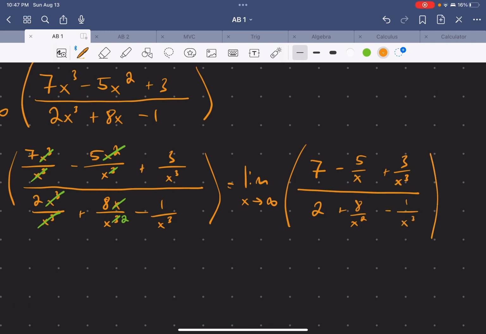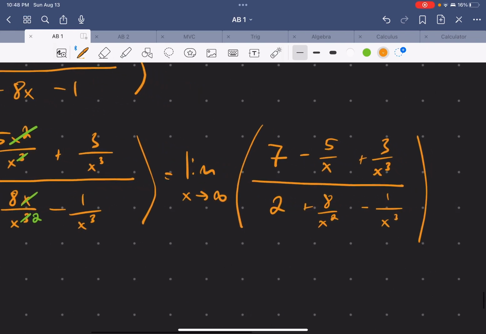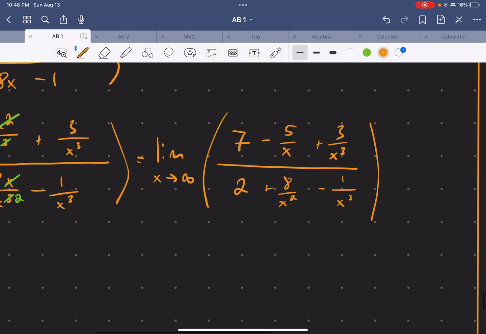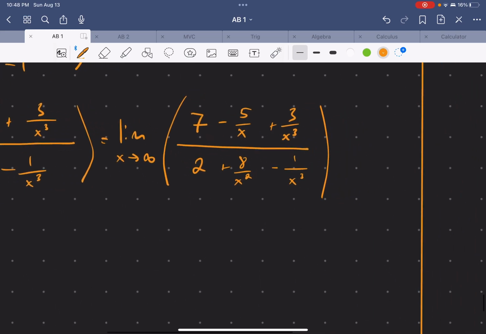Now, if you wanted to, you could use the quotient property from the limit properties, and you could also use the sum and difference property to cut this up into 6 different limits. You'd have 3 limits on the top, 3 limits on the bottom. But that's a lot of writing. All I'm going to do is just go through and evaluate each of these limits separately as I plug in infinity. So I'm really just going to do direct substitution.